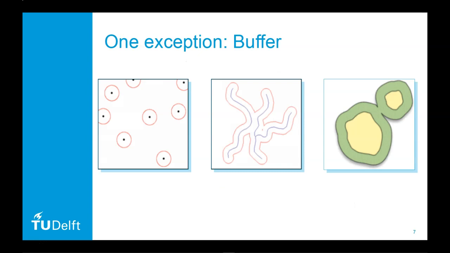There's one exception to the rule of 2 layers, and that is the buffer. The buffer is also one of the geoprocessing tools, but it is the only one that is just 1 layer, and you get an extra parameter that is the buffer distance. As you can see here, point layer or a line layer or a polygon layer, if you buffer it, always the outcome will be a polygon layer again.